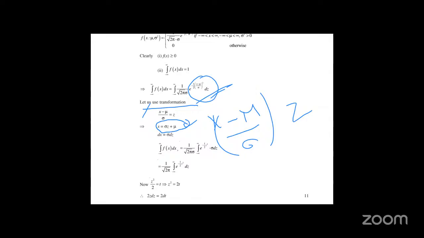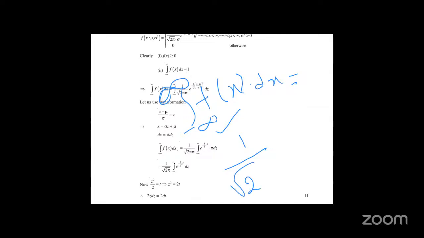So we know this is the formula. Let us use transformations so that we can convert it into something very easy. We take this part, x minus mu by sigma, as z. So x is equal to sigma z plus mu. If we differentiate, dx is equal to sigma dz, since mu is a constant and its derivative is 0.